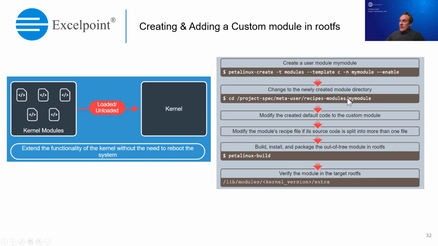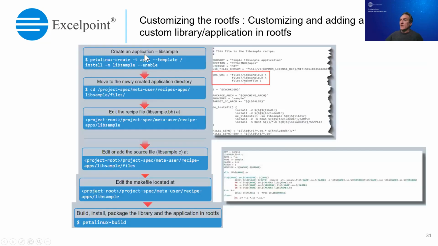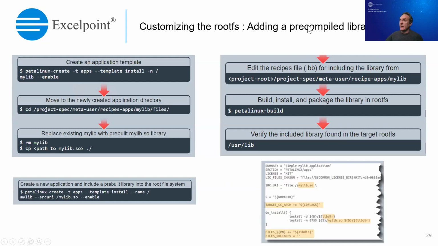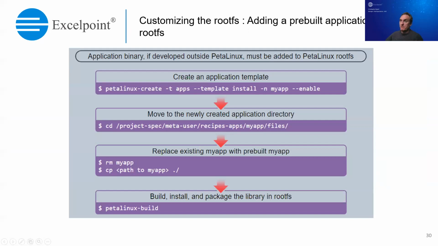Step 2 is also to change into the directory that had been created. Step 3 is to edit or replace the created default code with the custom module. Step 4 is to modify the recipe file for the module if the source code is split into more than one file. And then again, steps 5 and 6 are to build and to verify that they exist. So it's typically just a case of creating an application template for precompiled libraries and applications that are built outside Petalinux. Does that answer your question?